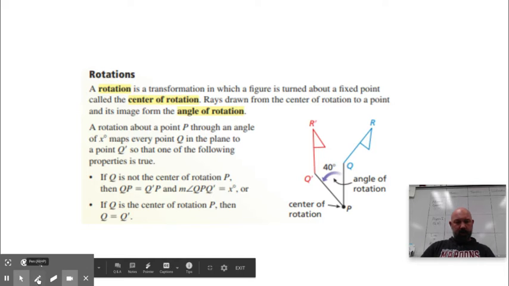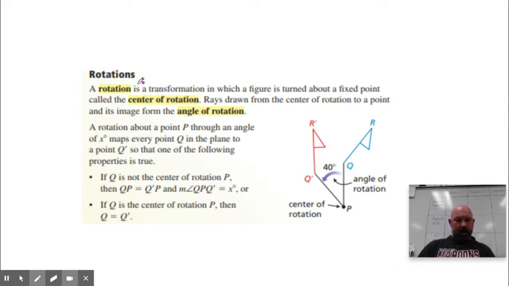All right, so hopefully you are back and you wrote down this top part. A couple important features up here. It says a rotation is a transformation, we talked about that, in which a figure is turned about a fixed point, called the center of rotation. This is going to be important. Rays drawn from the center of rotation to a point and its image form the angle of rotation. Really, the bottom line is that you're going to have the center of rotation. Now, in all the problems that we're going to do, that center of rotation is going to be the origin. We're not going to be doing some random points. There's some stuff that we could possibly do later on, but right now this is what we're looking at.